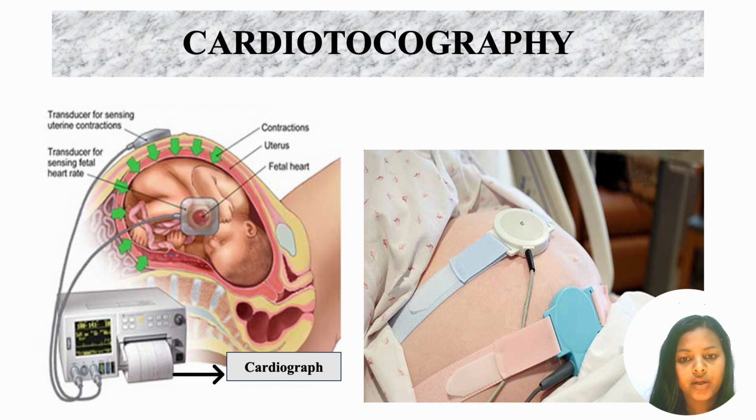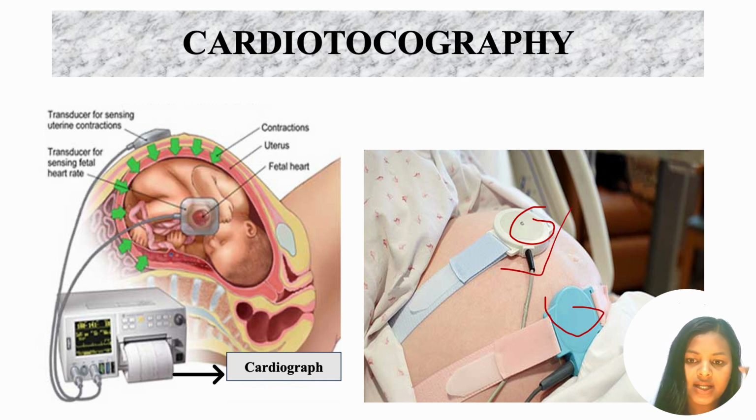So in this slide here you can see the transducers. These two are the transducers. One of them is placed over the fundus and another is at a site where the fetal heart sound is clearly audible. Before placing the transducer, you have to find the fetal heart sound and then place the transducer over it. You can see in the picture on the right-hand side, the transducer is sensing the uterine contraction and fetal heart rate.